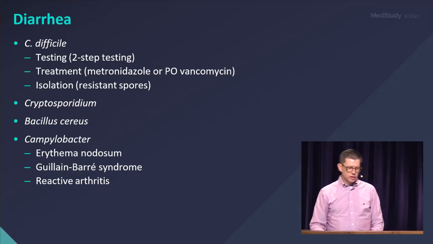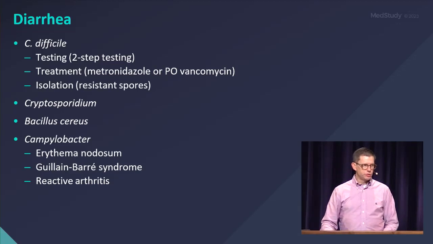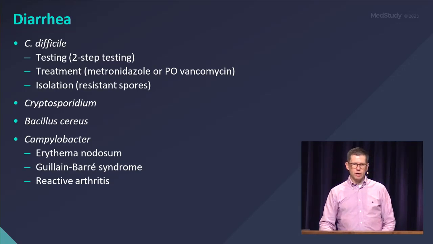Clostridioides difficile. So there's usually 2-step testing now. At our institution, we do a PCR test first and then look for toxin second. So toxin and glutamate dehydrogenase. Once you confirm the infection, you treat with metronidazole or PO vancomycin.